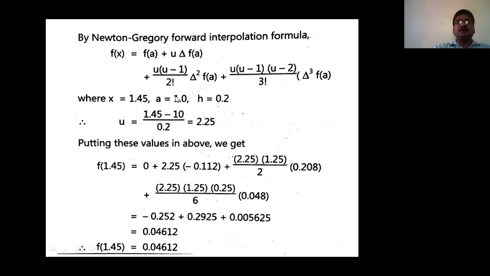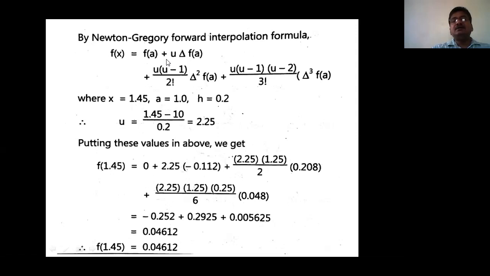That is x, and a is what? The first value of x, and h is what? The common difference 0.2, and therefore u is what? The formula for u is x minus a divided by h. So x minus the first value of x divided by h is the formula for u. And in the next interpolation formula, that is Newton's backward interpolation formula, u is x minus the last point divided by h. Here, u is x minus the first point divided by h. And then we have x, u is 2.25.